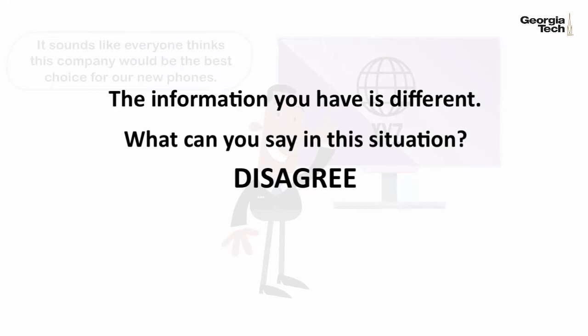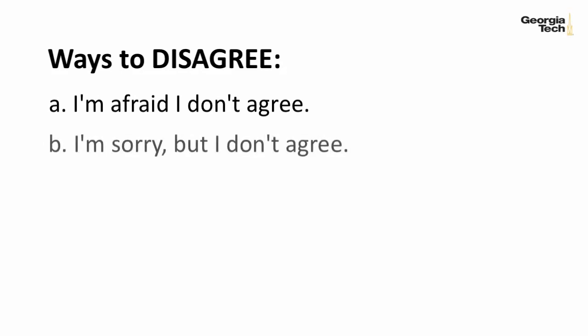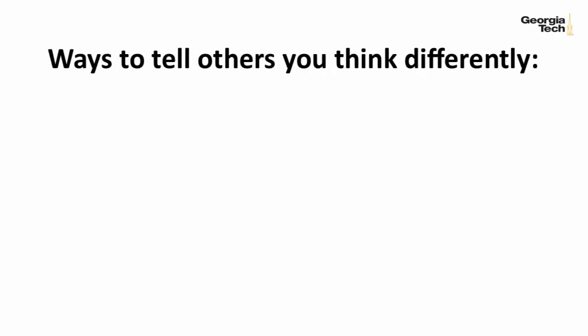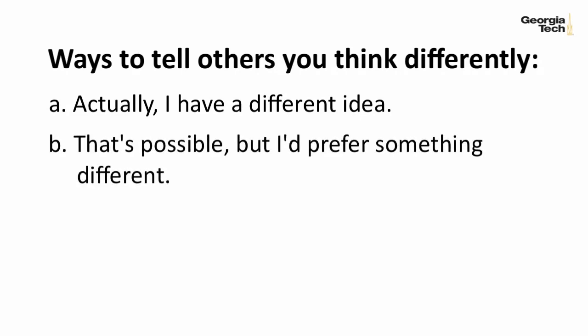If you said disagree, you are correct. You can say, I'm afraid I don't agree. I'm sorry, but I don't agree. Actually, I disagree. Or, if you want to let them know that what you have is different, you can say, actually, I have a different idea. That's possible, but I'd prefer something different.